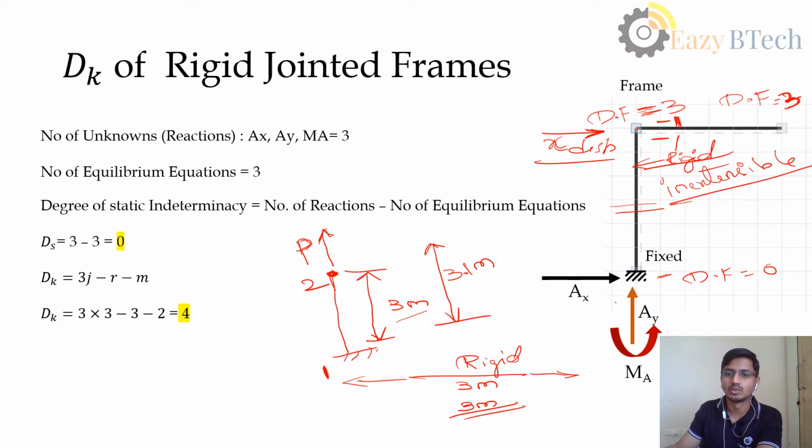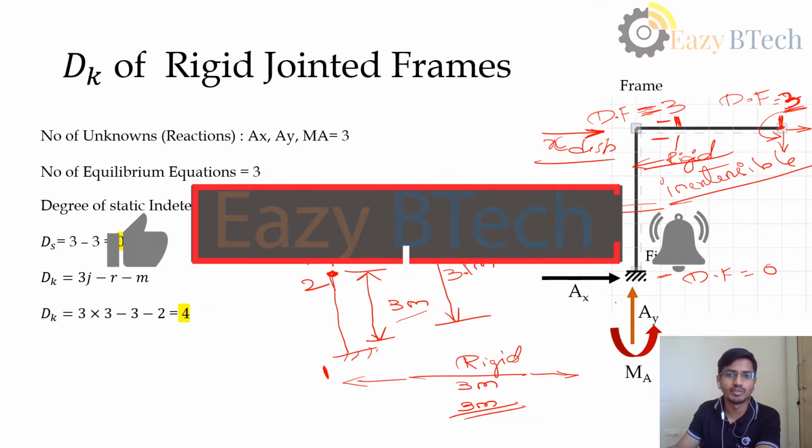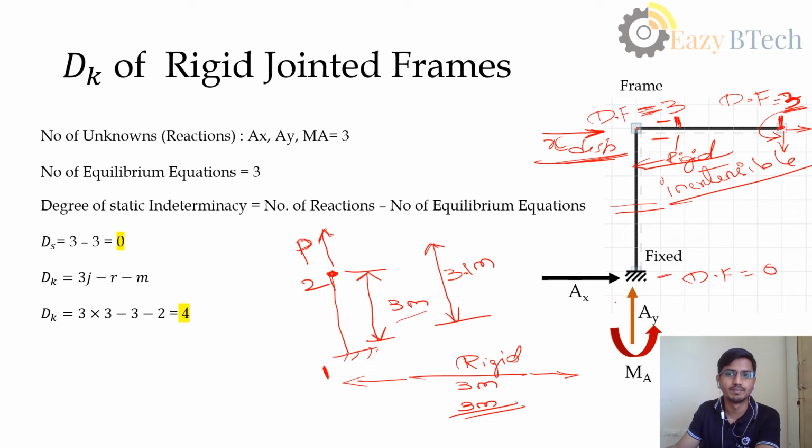Same thing here also. Since this is free, it is free to rotate, and free to move in the vertical and horizontal directions. So now the sum of this will be: here we have 3 degrees of freedom, and here we have 1 degree of freedom. So 3 plus 1 gives me 4. So the degree of indeterminacy is 4.